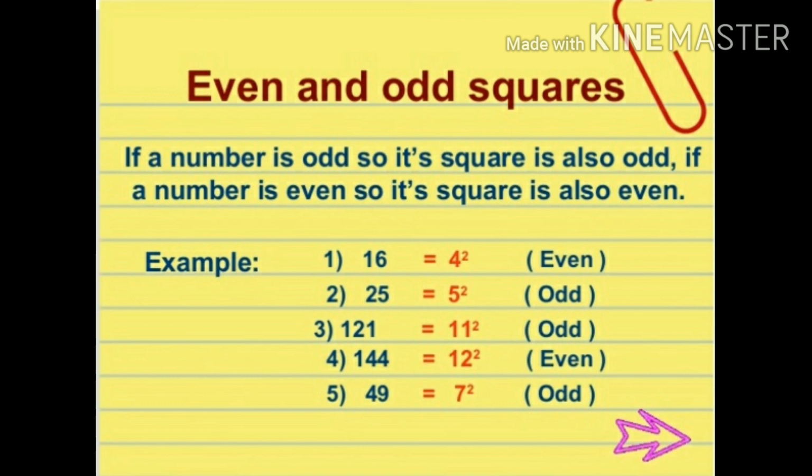And consider 11. It's odd. Its square is also odd. That is 121. But here 12 is even. Its square is 144. 144 is also even. Then again 7 is odd. Its square is 49. 49 is also an odd number.